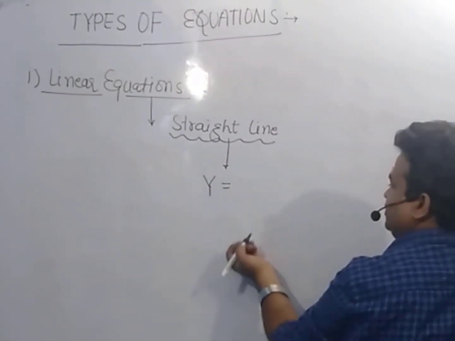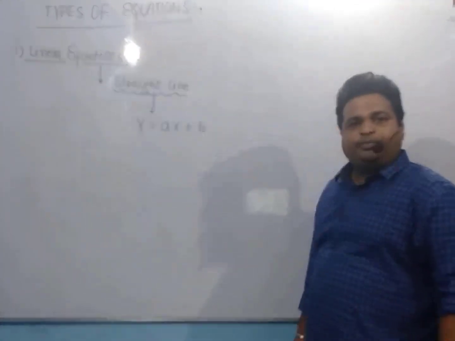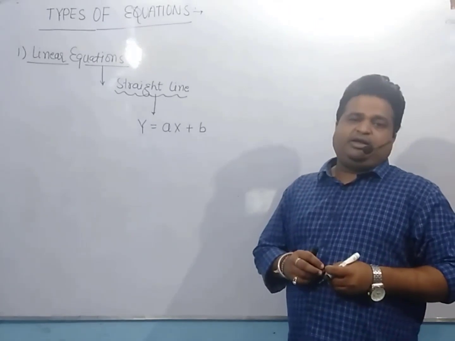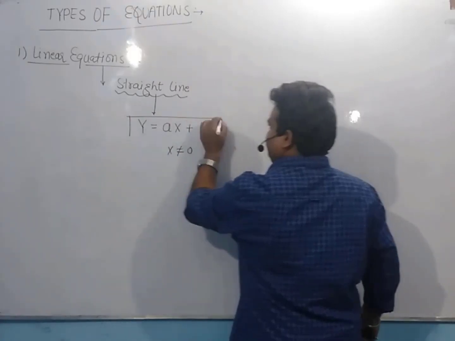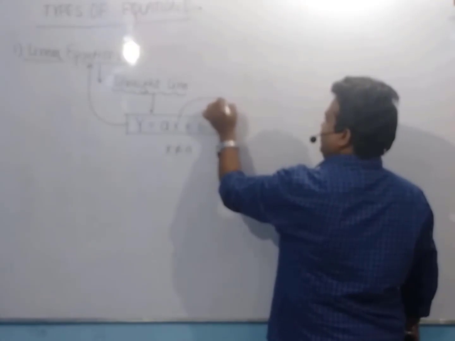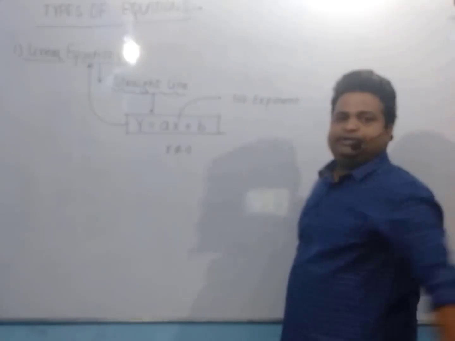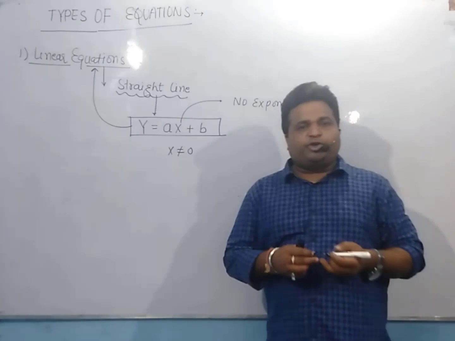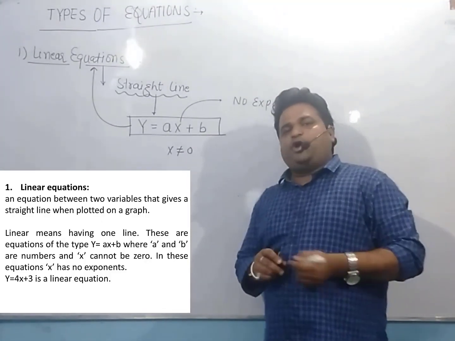So we all know what the equation of a straight line is. The equation of a straight line is y equal to ax plus b, where a and b are some numbers and x cannot be 0. This is the equation of a straight line, which is linear in nature, where x has no exponent. So this is the definition of linear equation. I repeat again, an equation between two variables that gives a straight line when plotted on a graph.